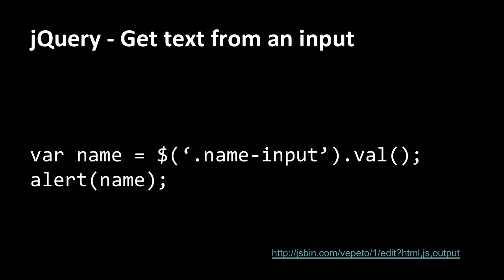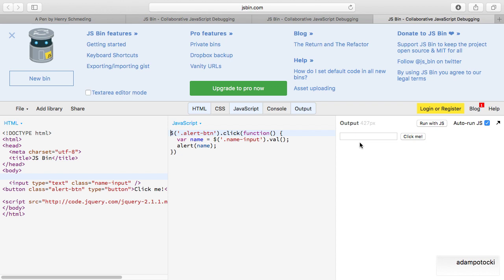You can also grab values. You see how easy it is here. In this example, if I type in some stuff in this input box and click, it's doing a click event. We're setting a click event for this button, because this button has that dot alert button class. Then we're setting a variable name equal to this jQuery object name input, which is this input box here, dot value, and then running the alert function to display the value that's inside of the input box.